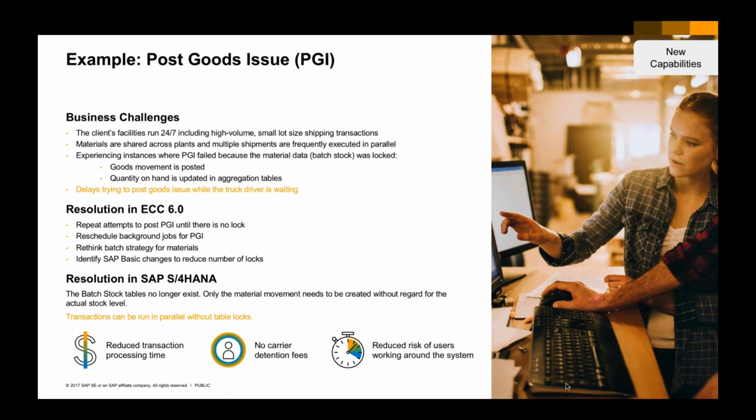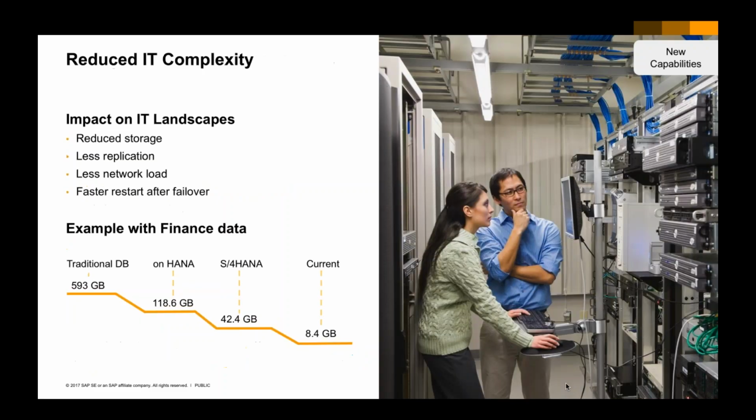And so the updates are done so much faster with so much less impact that PGI now can run basically as fast as you need it without having all of these locking issues that slowed it down in the past. Here's another example of what happens when you get a simpler data model. Take finance, for example, and finance data and how it impacts IT.